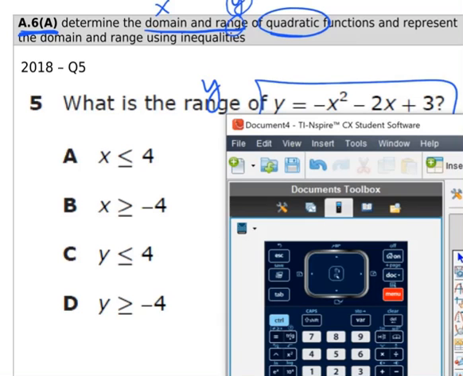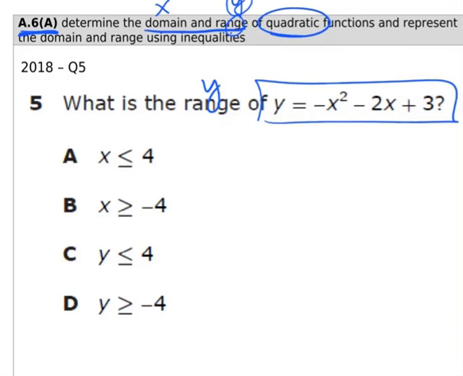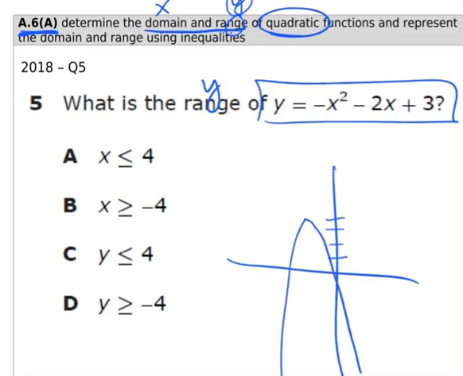And if the graph is hard for you to see exactly where the vertex is, you could go menu, view, grid, and that might make it easier to see. Alright, I'm going to go ahead and sketch that. 1, 2, 3, 4. And our parabola was facing downwards.